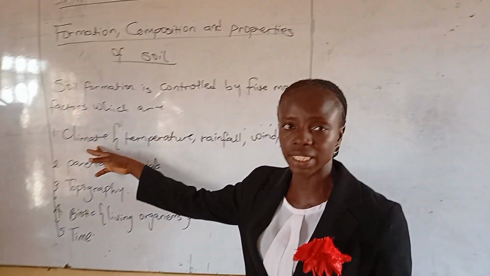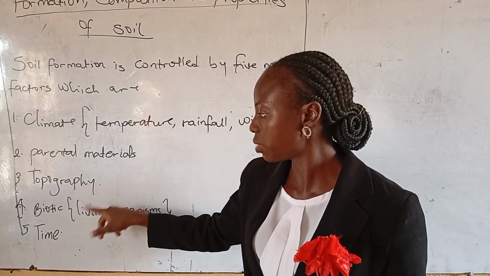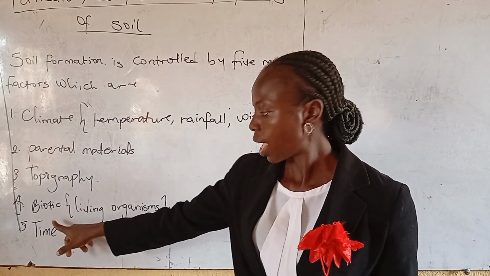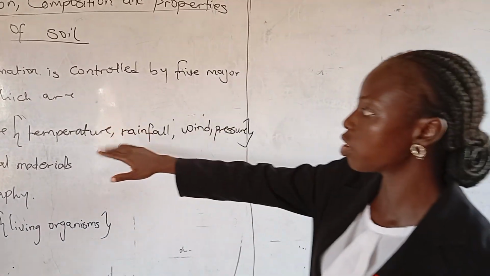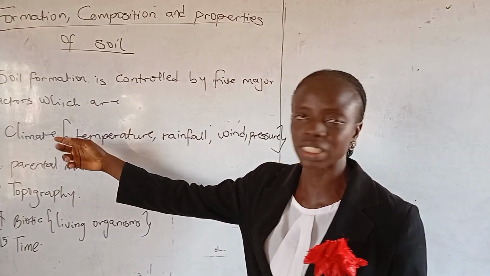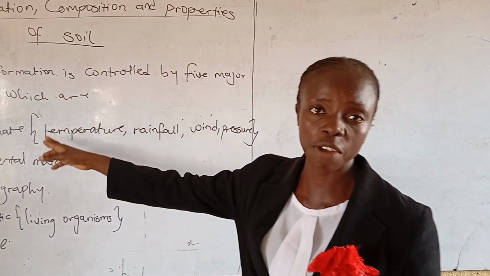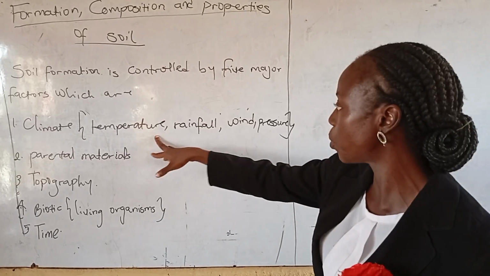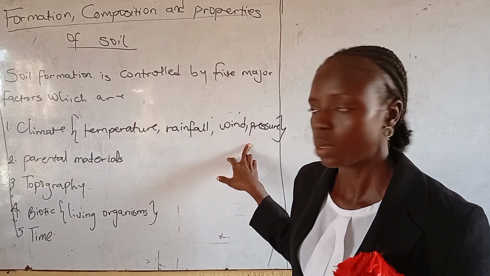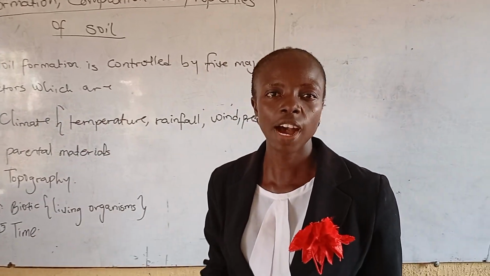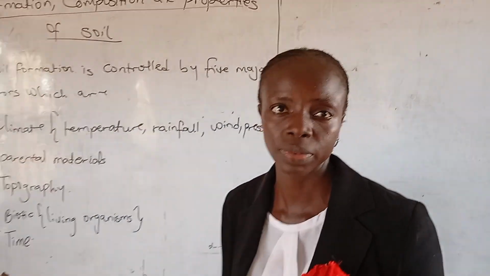We have the climate, we have the parental materials, we have topography, we have the biotic factors, and we have time. For the purpose of this class, we'll be discussing the first factor, which is climate. The factors that affect soil formation under climate include temperature, rainfall, wind, and pressure. So let's look at temperature. How does temperature affect the formation of soil?